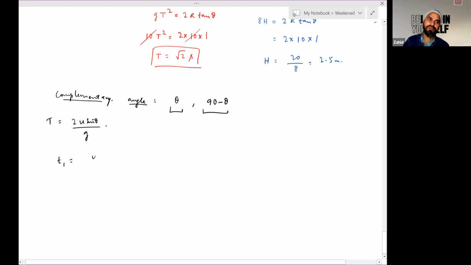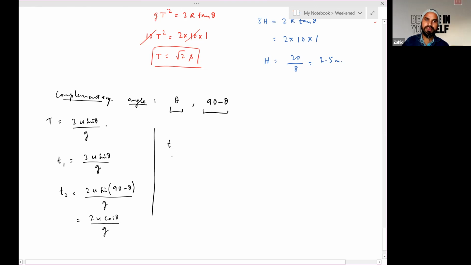T1 is equal to 2u sin theta divided by g. And let's say T2 will be for this complementary part, so it will be 2u sin(90 minus theta). Sin(90 minus theta) is equal to cos theta, so it will be 2u cos theta divided by g. Now, if you divide these two terms, you will get T1 over T2 equals just tan theta. This is the first relation for time period for complementary angle.